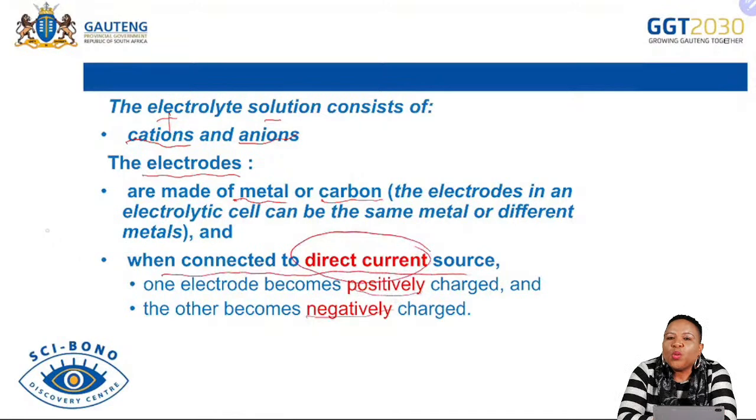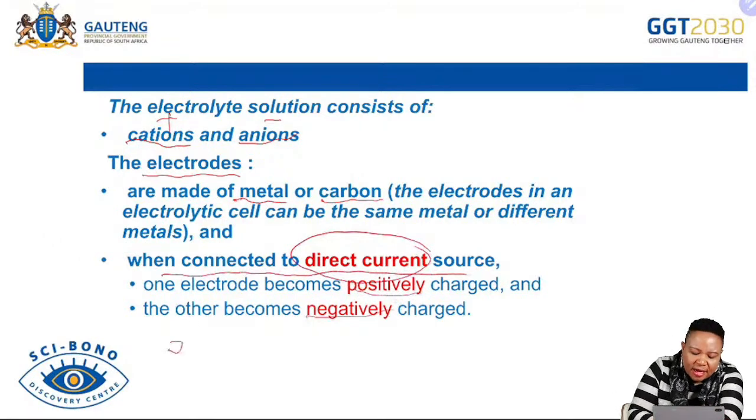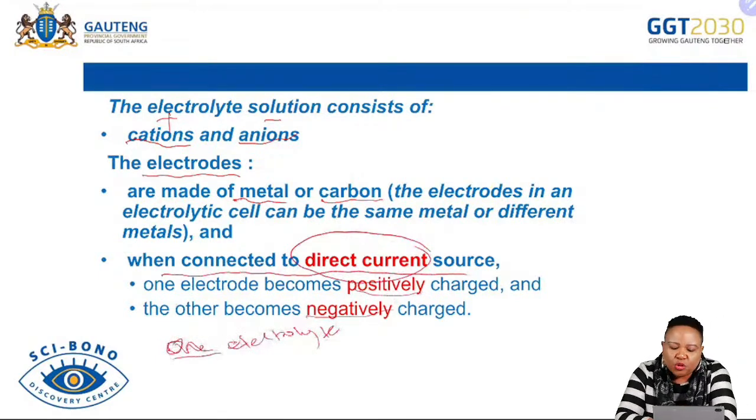And also, we are going to have one electrolyte, unlike in a galvanic cell where we had two electrolytes. In our electrolytic cell, we only have one electrolyte, meaning that both the anode and the cathode will be inside one electrolyte where the ions will be transferred.